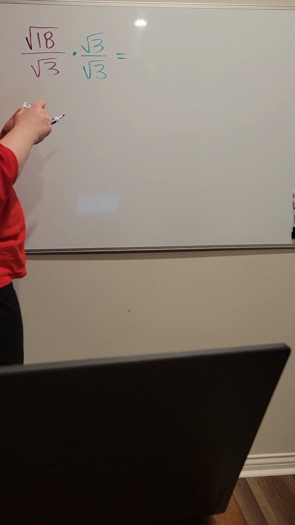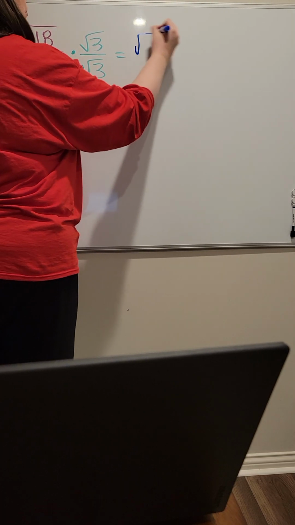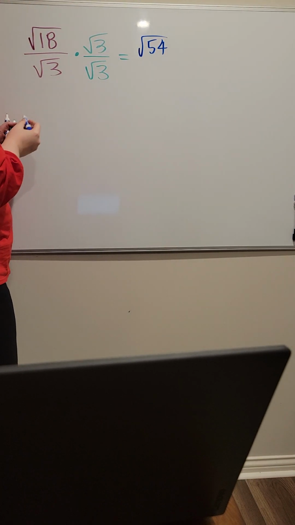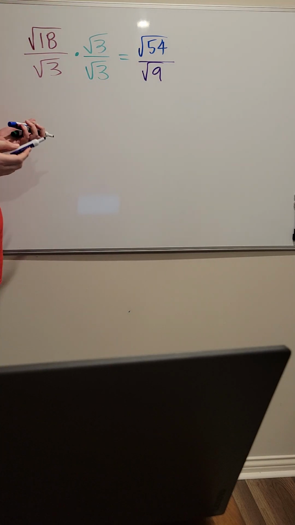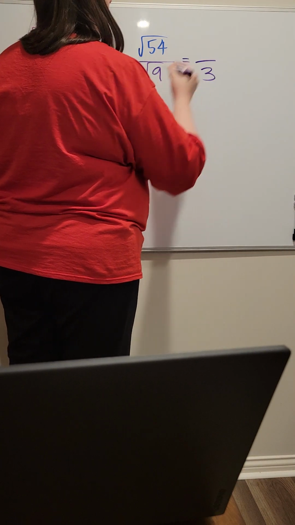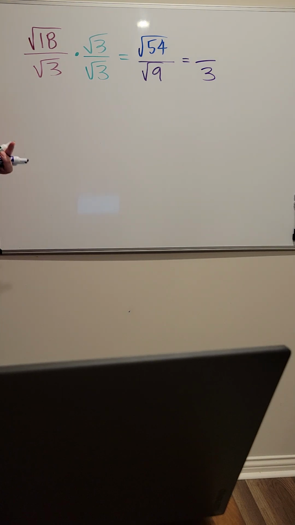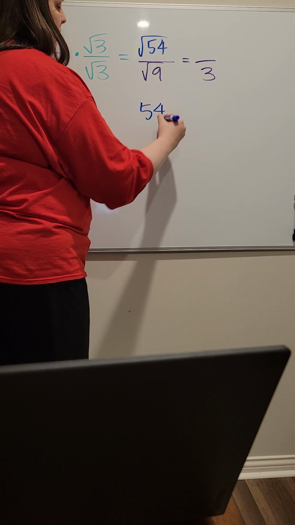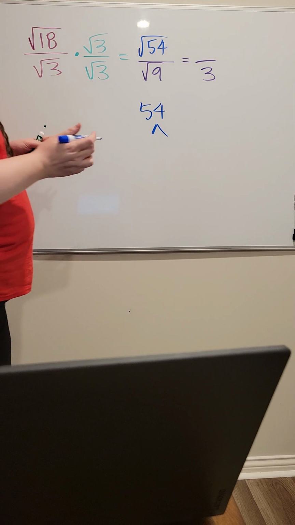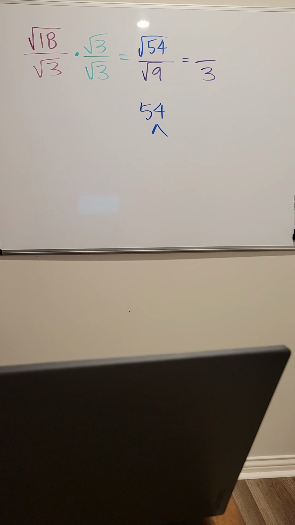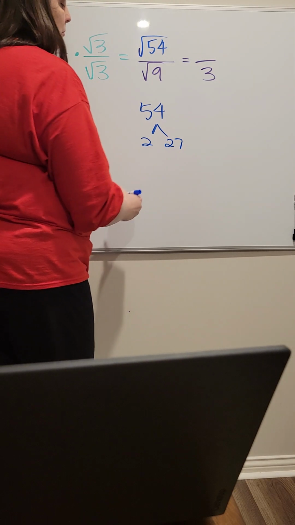Yeah. This is going to become 18 times 3 is 54. And then 3 times 3 is 9. And now we can simplify. The square root of 9 is just 3. And the square root of 54 can be simplified. So you just need to break it down into its prime factorization. So it's even. So if anything else, you could just break it down by a factor of 2.